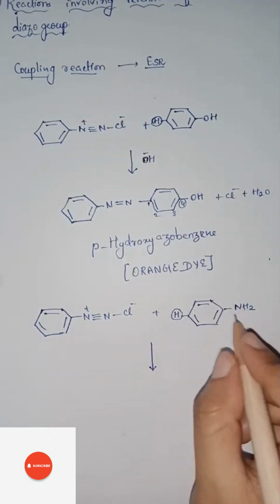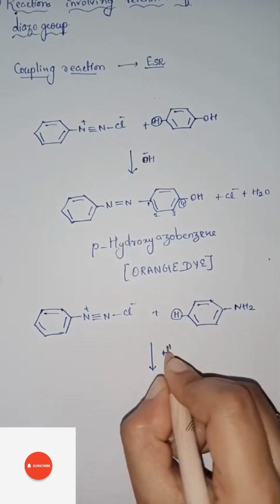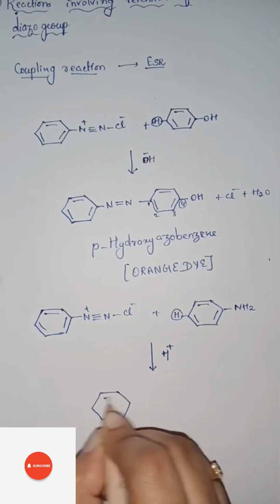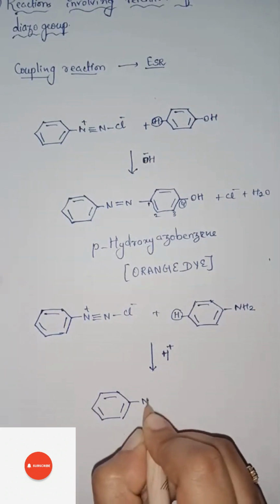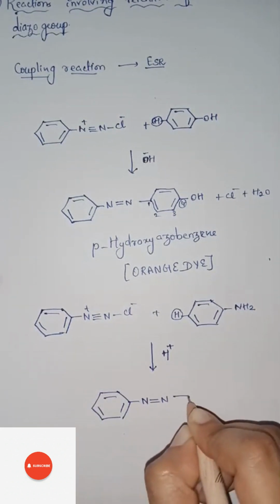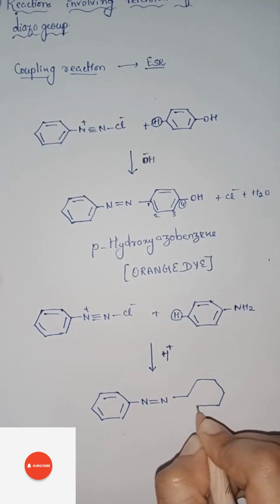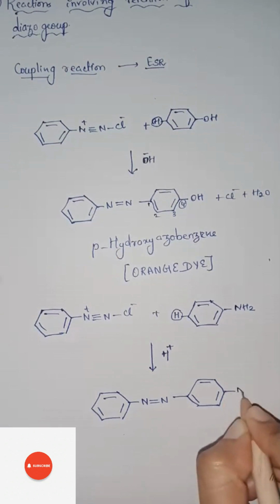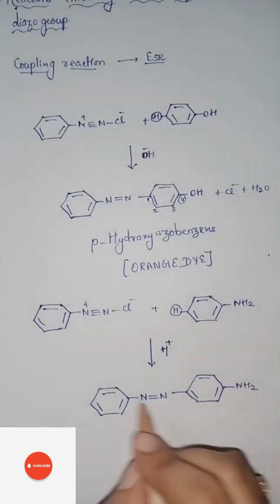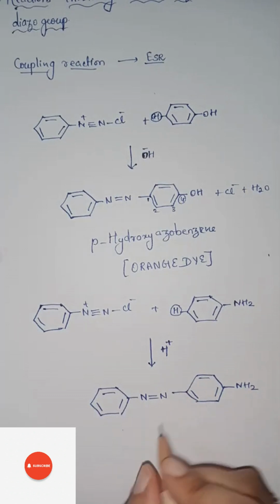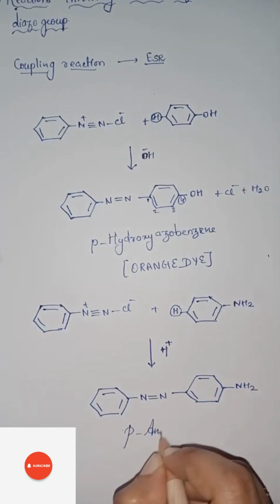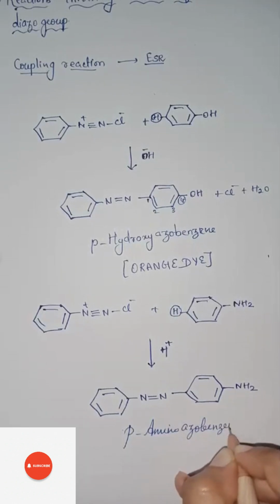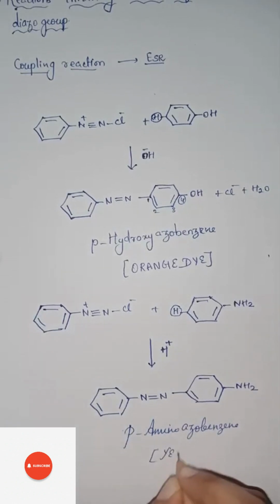One thing, amines are basic, no? So we have to keep it in the acidic medium. Instead of that H plus, this N2 plus will attack. In the case of aniline and phenol, it is an electrophilic substitution reaction. So now this NH2 group is attached to the para place of azobenzene. It's called para amino azobenzene. It's a yellow dye.